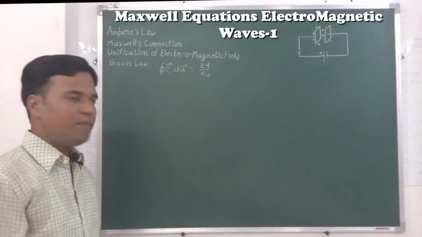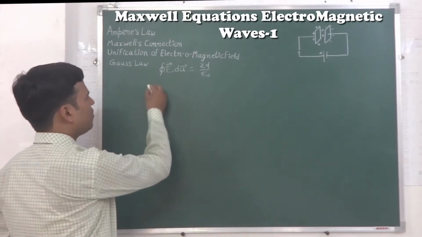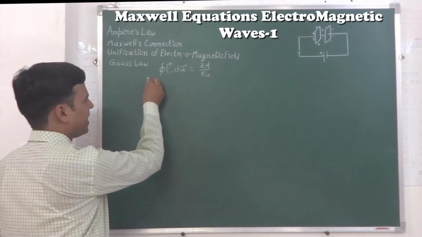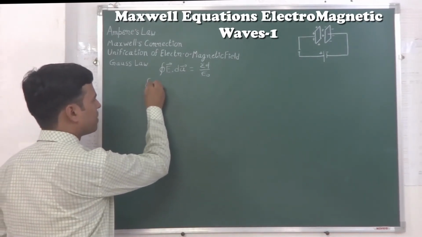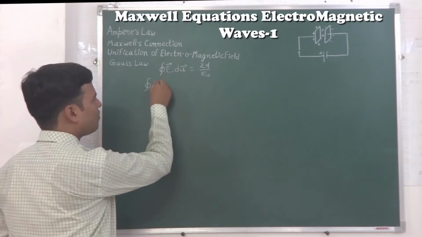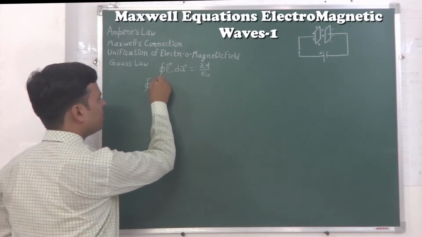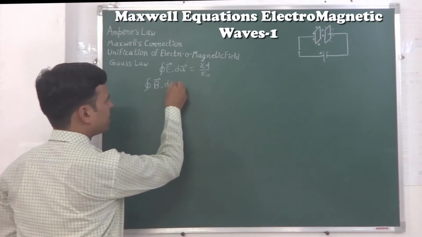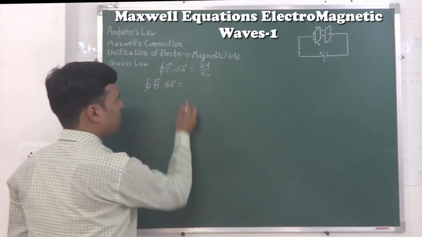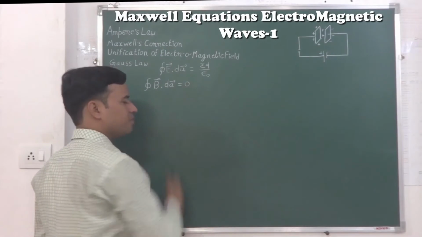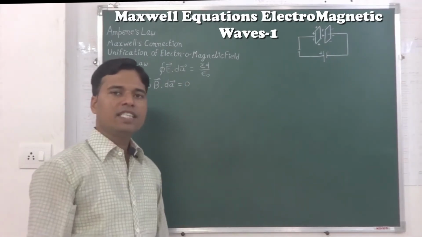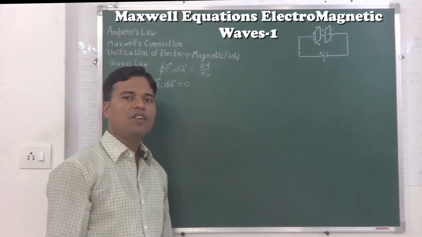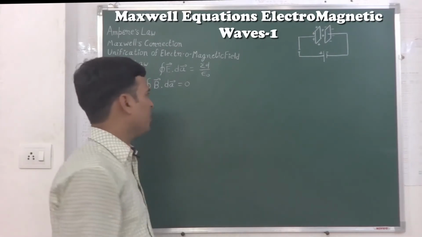For the magnetic field, the Gauss law can be written as the closed surface integral of magnetic field B vector dot area vector is equal to 0. It shows there is no existence of a single magnetic pole.